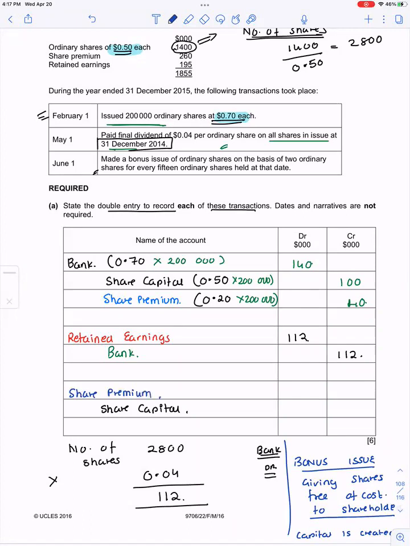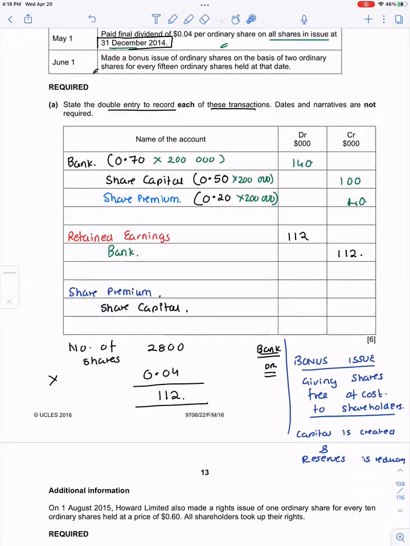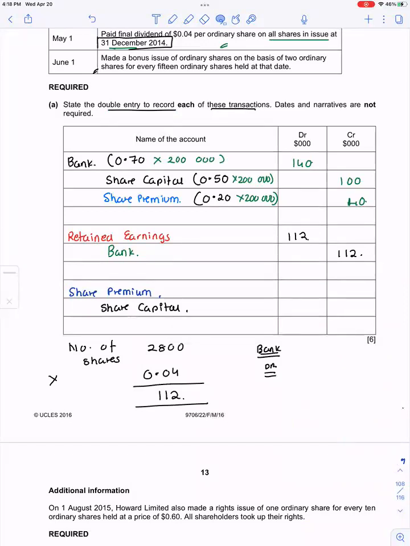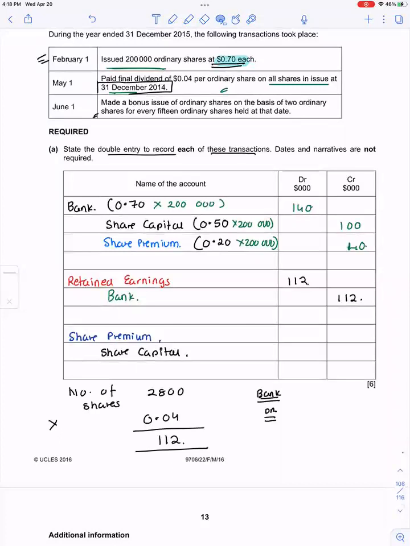So when you do a bonus issue, capital will get created, but no money is coming in. Instead, I am using my existing reserves. Am I very clear? Yes, sir. Okay. You are giving bonus issue for what? How are you giving? 2 ordinary shares for every 15 held at that date.